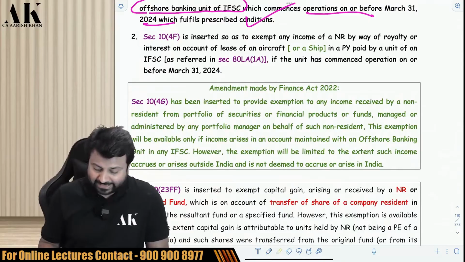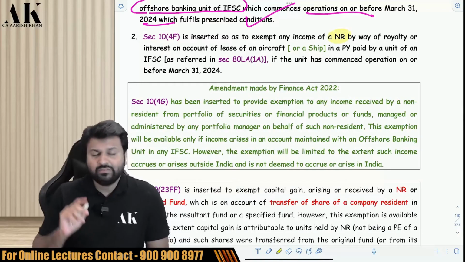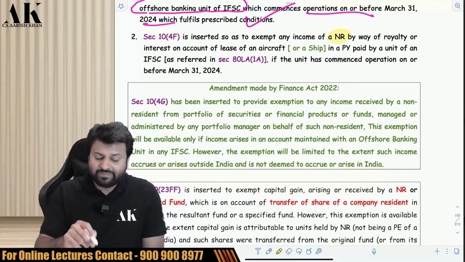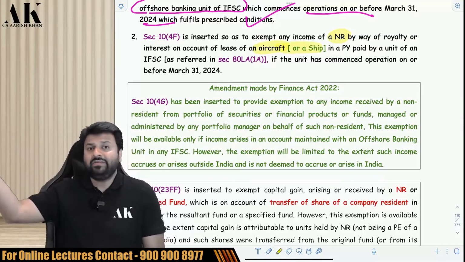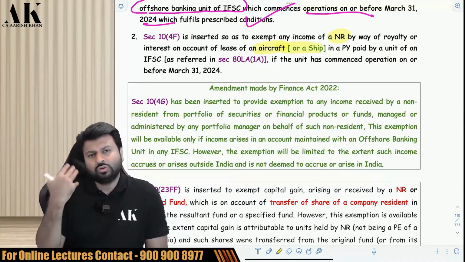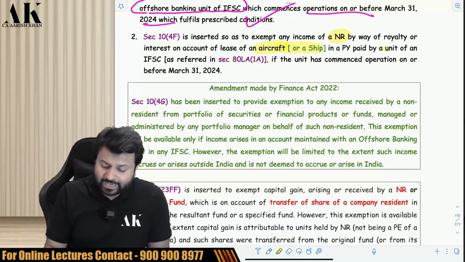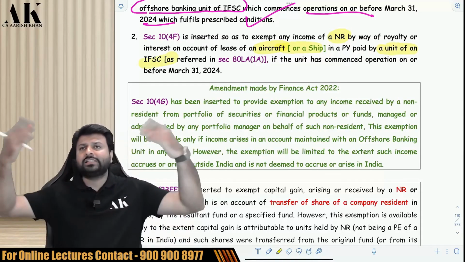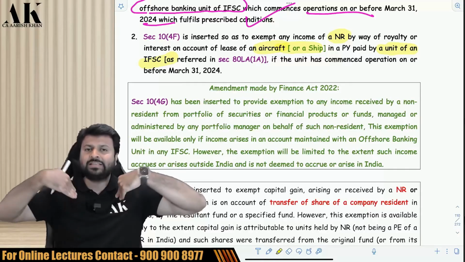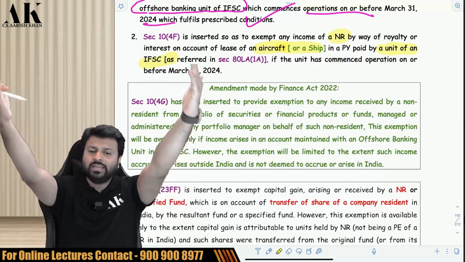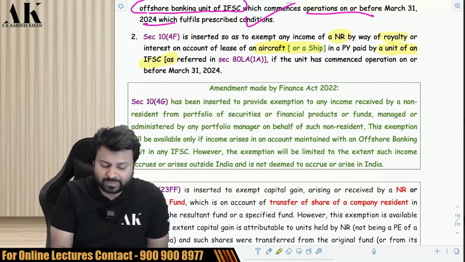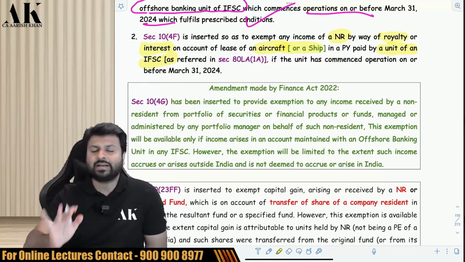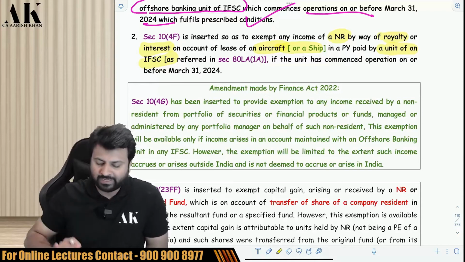Next. Suppose there is a non-resident outside India who is giving an aircraft or ship on lease. To whom? To a unit located in IFSC. So the person receiving on lease is an IFSC person, and the giver is a non-resident or foreign company. Then whatever interest or royalty we pay to that person will also be exempt under the income tax law. Check it please. Okay.